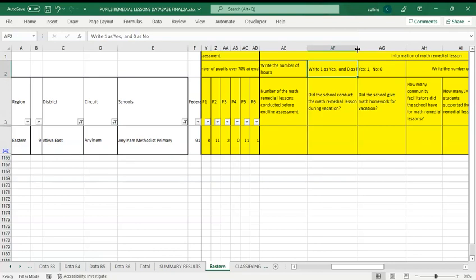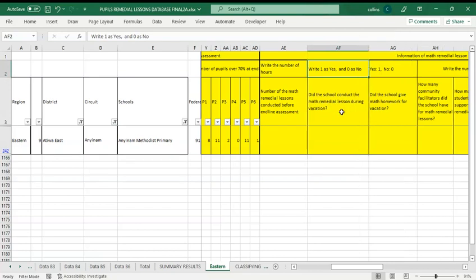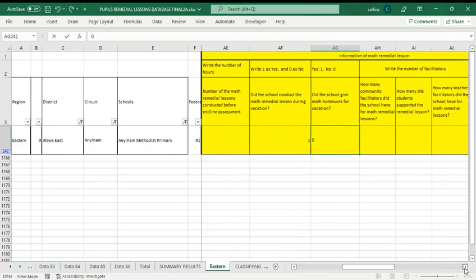Okay. All right. So did the school conduct the math remedial lesson during vacation? If yes, you write. If no, you write. But remember, you don't write yes or no. You place one for yes, zero for no. So place one here. Right. Did the school give math homework for vacation? If yes, you write one. If no, so in this case, okay, no. So that will be zero.